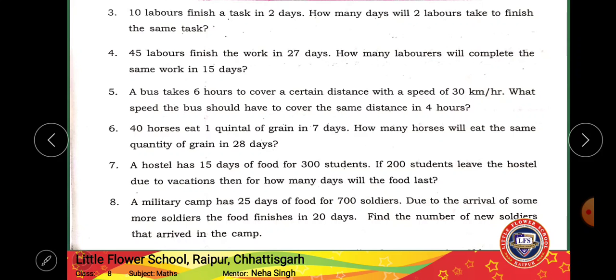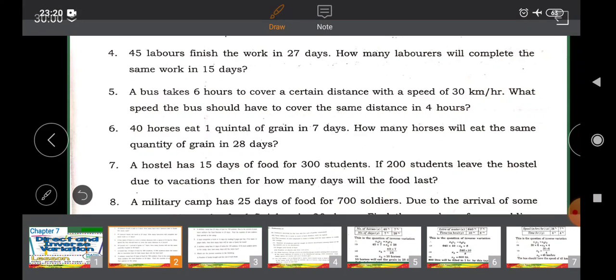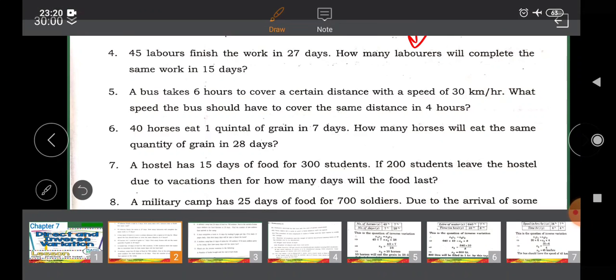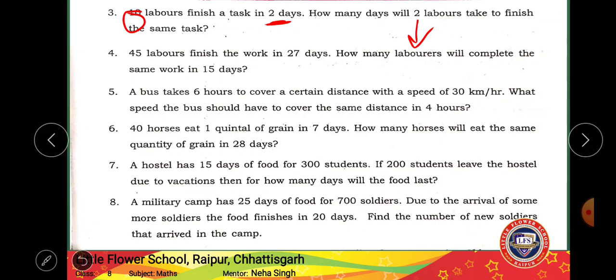10 laborers finish a task in 2 days. How many days will 2 laborers take to finish? Now how can we come to know whether the question is of direct variation or indirect variation? See here, 10 laborers finish in 2 days. The number of laborers is decreased, so will the number of days increase or decrease? The number of days will definitely increase, right? Because the number of laborers is decreasing, the number of helping hands is decreasing.